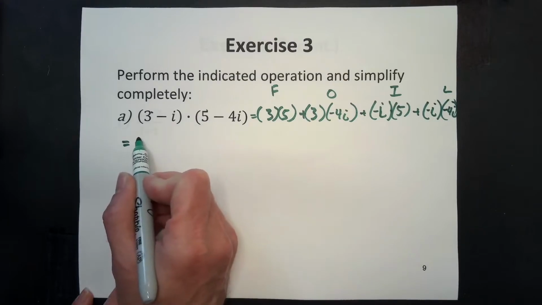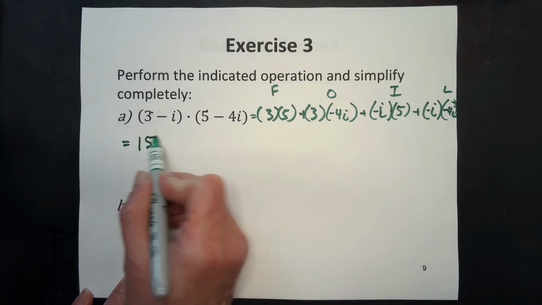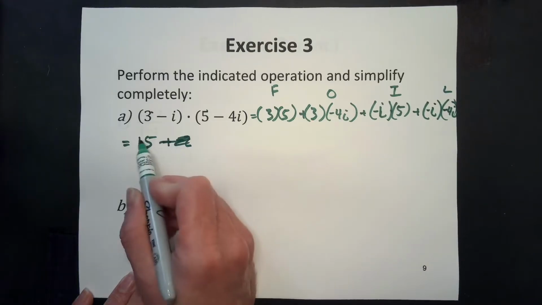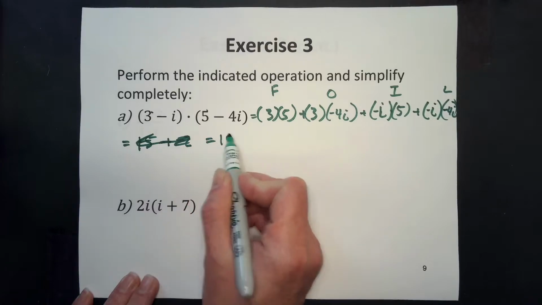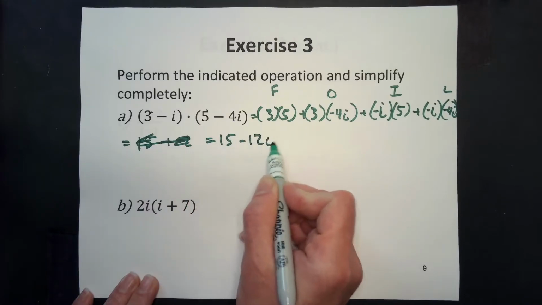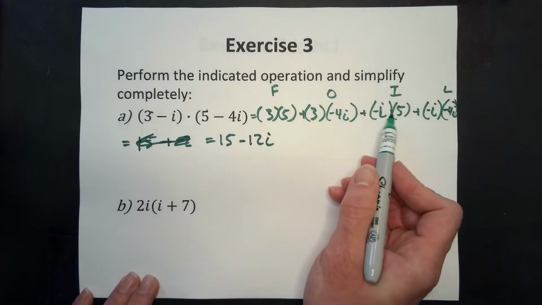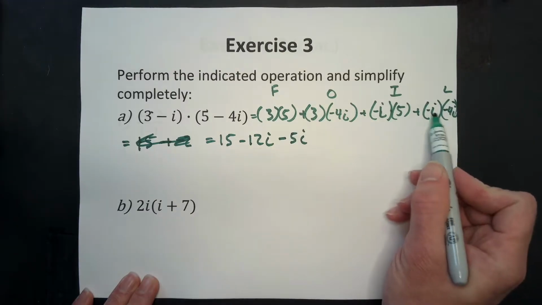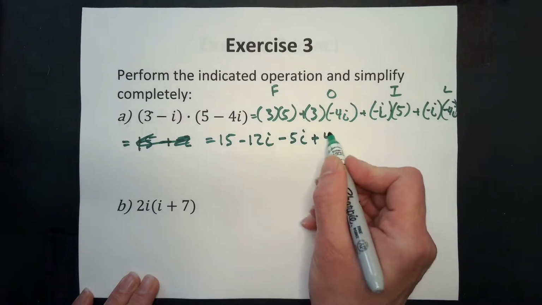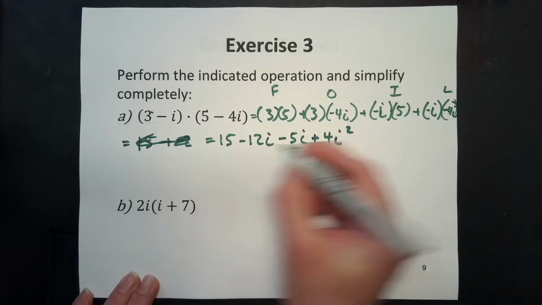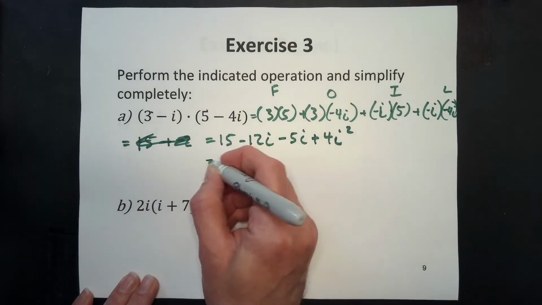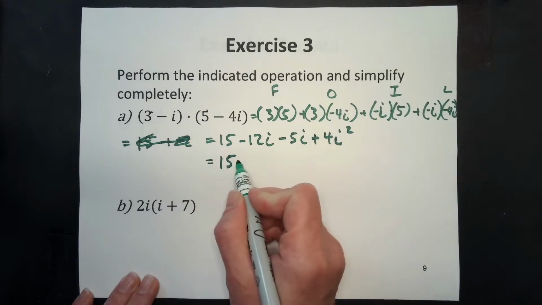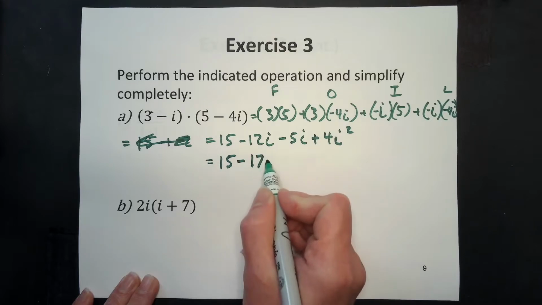And so I'm going to have 3 times 5, which is 15, plus negative 12. Let me start over here. 15 minus 12i. And then I'm going to have negative i times 5, which will give me negative 5i. And then I'm going to have negative i times negative 4i, which gives me a plus 4i squared. I'm going to combine my like terms. And I'm going to get 15 minus 17i.